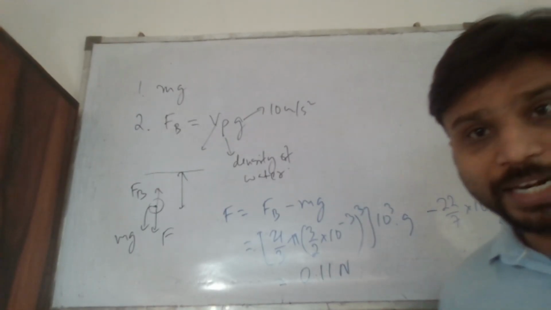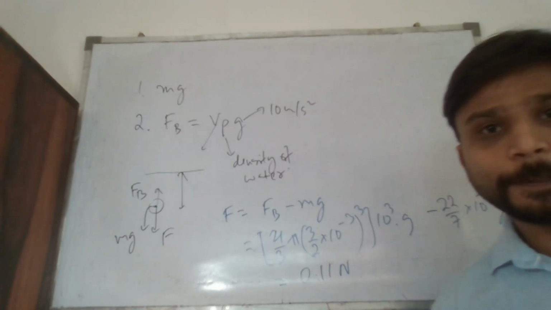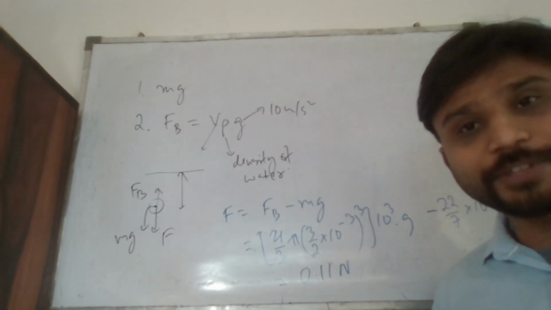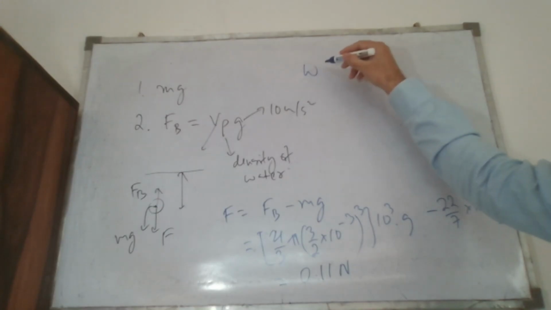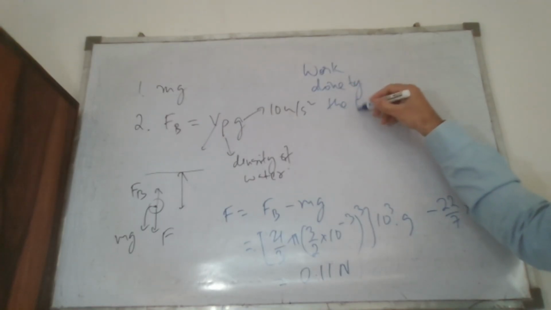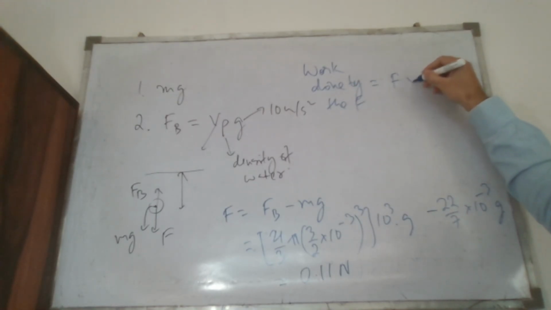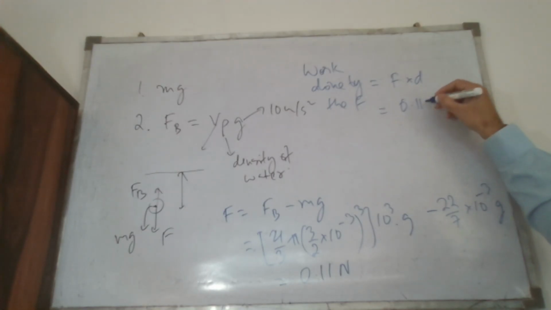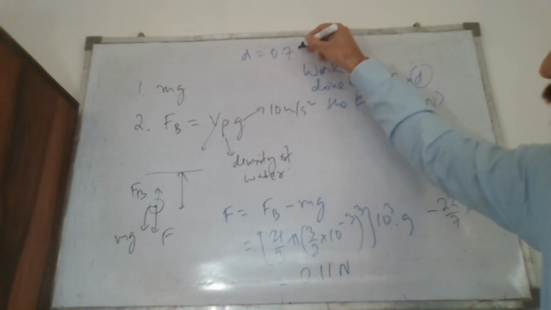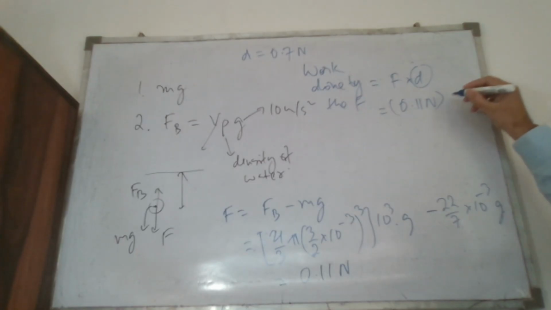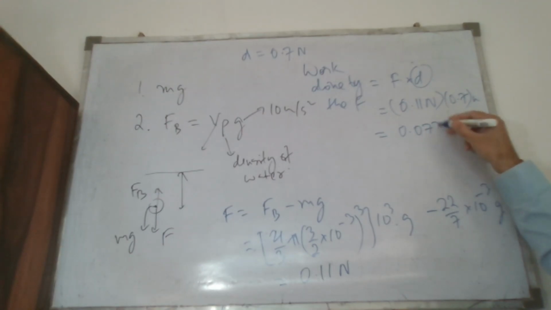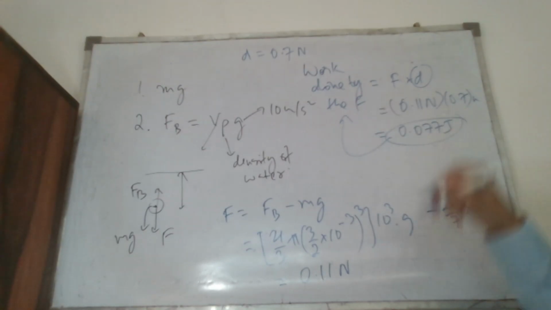But what is the next step that we have to guess? That is the important part. So the next step is finding the work done. To find the work done by this force is simply force into displacement. And that is 0.11 newton into the distance d which the ping pong ball has been pushed down in the pool, that is 0.7. So this value is some 0.077 joules. So this is option number one.